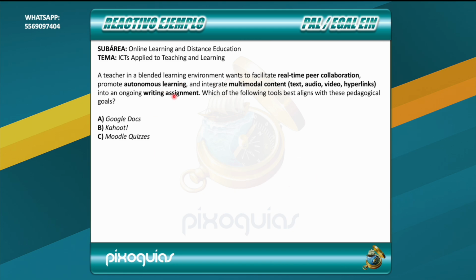This exercise is from the sub-area Online Learning and Distance Education, and the topic is ICTs applied to teaching and learning. A teacher in a blended learning environment wants to facilitate real-time peer collaboration, promote autonomous learning, and integrate multimodal content like text, audio, video, and hyperlinks into an ongoing writing assignment. Which of the following tools best aligns with these pedagogical goals?